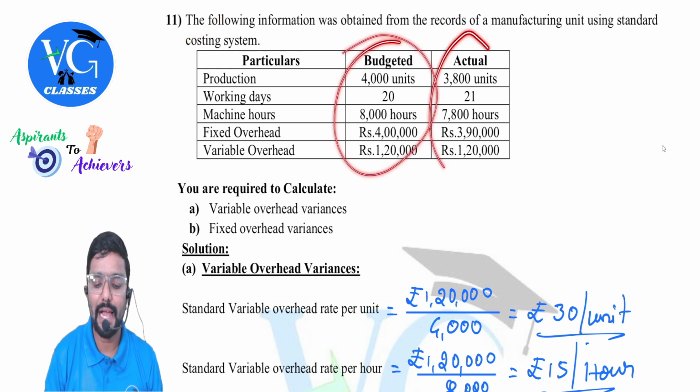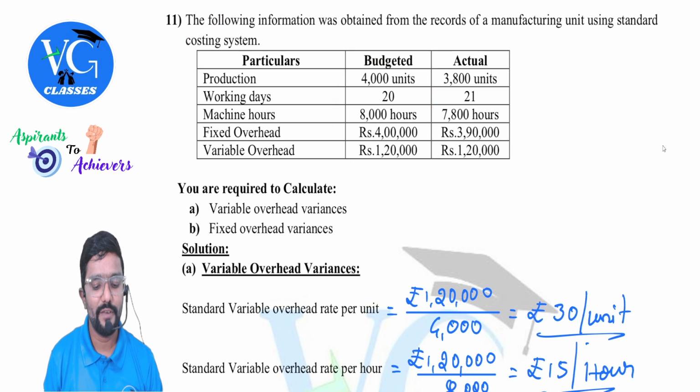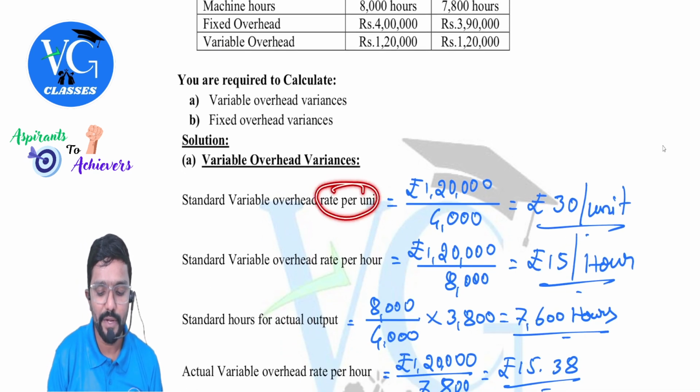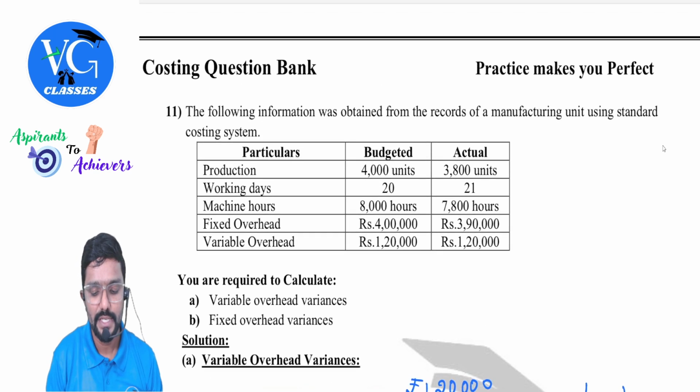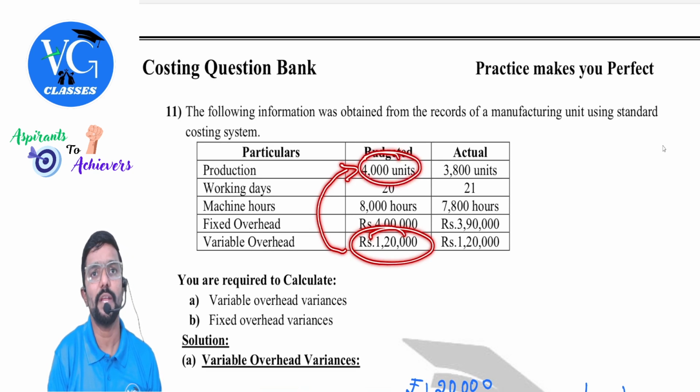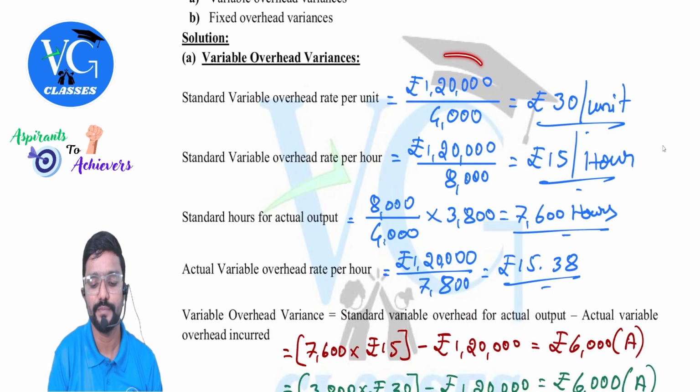Guys, budgeted data is given, actual data is given. Now, first we will focus on the variable part. First, the standard variable overhead rate per unit we need to calculate. It is budgeted variable overhead divided by budgeted output. You will get the standard variable overhead rate per unit.